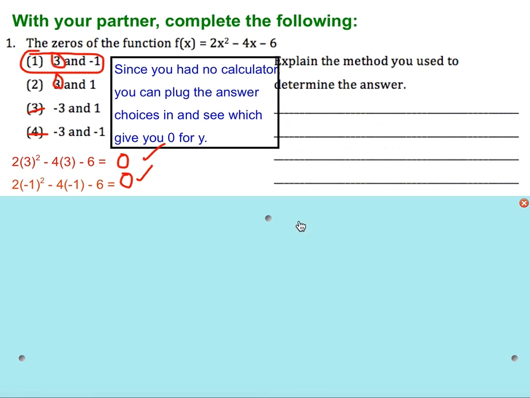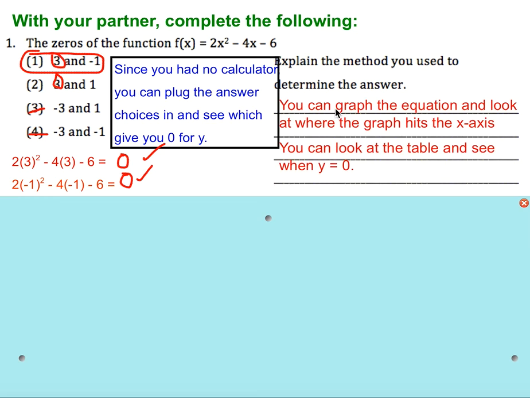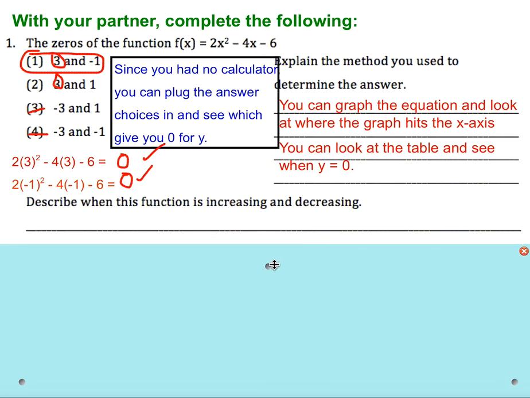Okay? It says explain a method you could use. Well, if you had your graphing calculator, you could do two things. You could graph the equation and look at where the graph hits the x-axis, and you would see it hits at 3 and -1. Or you could look at the table of values and see when y equals 0.